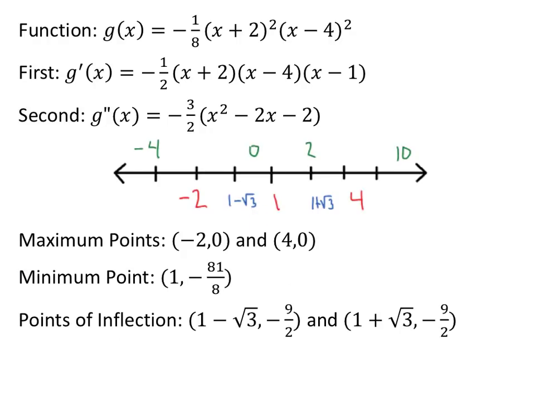Let's take a look. Maximum points at -2, 0, and 4, 0, maximums. A minimum point at 1, if I put 1 in, I'll get -81/8. Points of inflection, because I do change concavity at my blue values, and I need to find the y value, so I have to evaluate, and calculators do come in handy here.